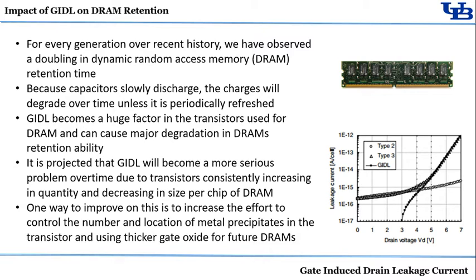One way to improve on this is to increase the effort to control the number and location of metal precipitates in the transistor and to use thicker gate oxide for future DRAMs. This will curb the effects of GIDL and help limit the short channel effects.